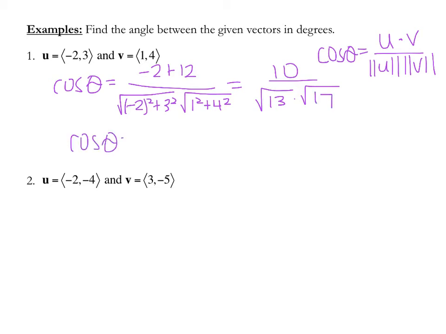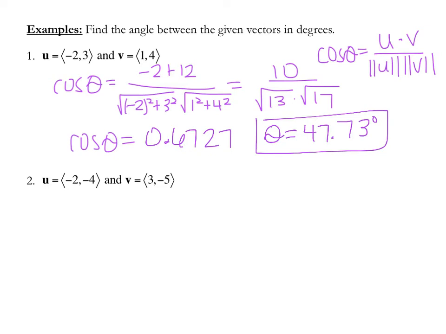And at this point, I'm just going to turn that into a decimal on my calculator. You should get 0.6727, and then we'll do arc cosine of that. And we get that theta is 47.73 degrees.